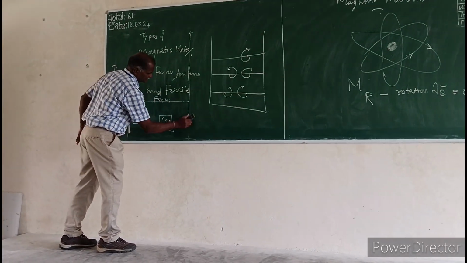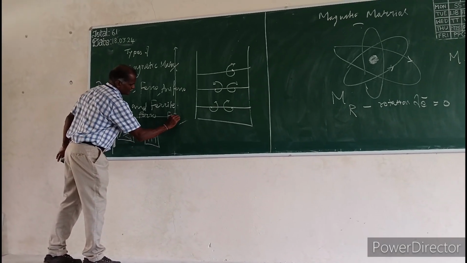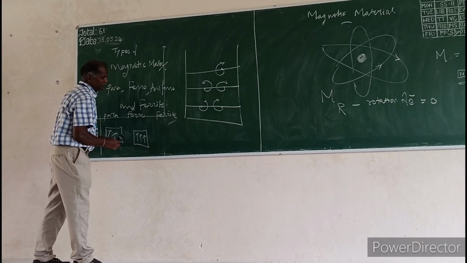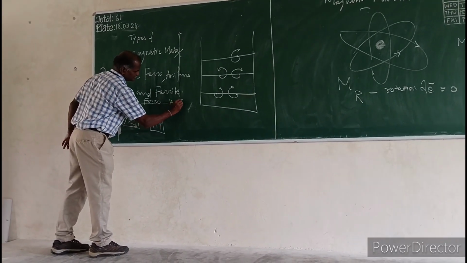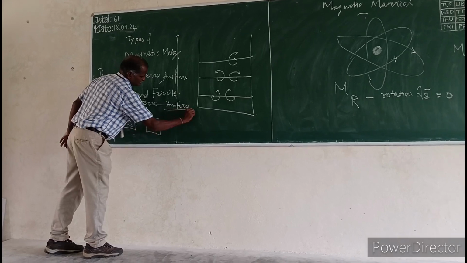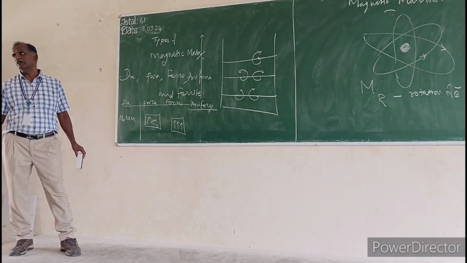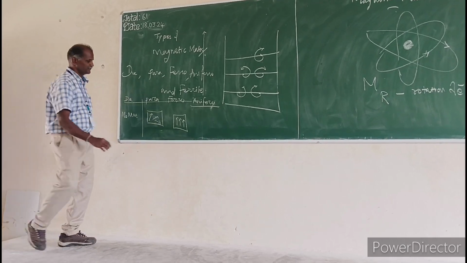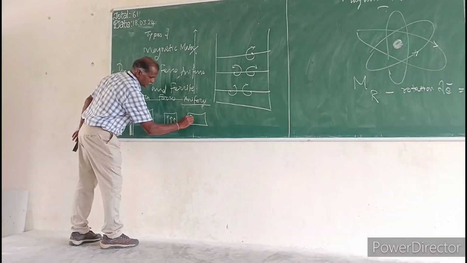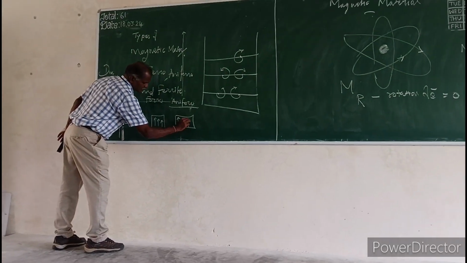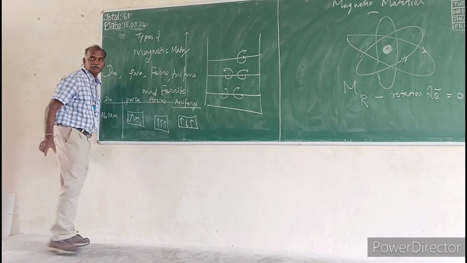What is the next case? After ferro, anti-ferro and ferrite. Here, magnetic moments are present, and they are equal and opposite. One is up, another is down, one is up. Here, their magnitude values are equal but opposite.